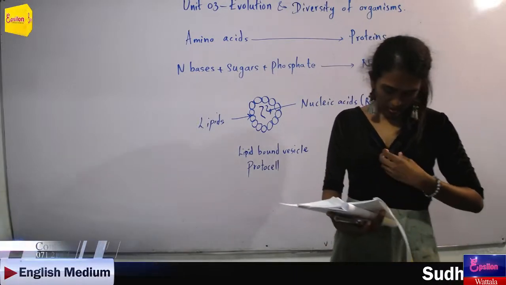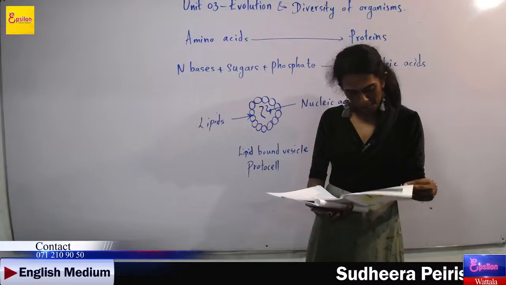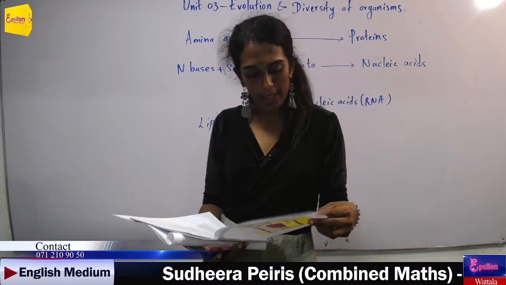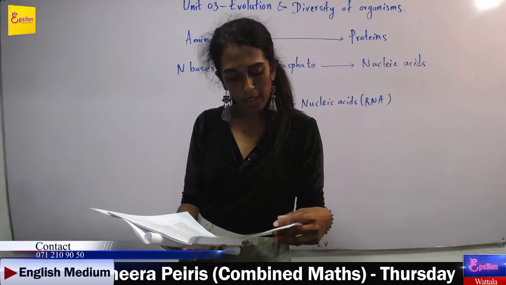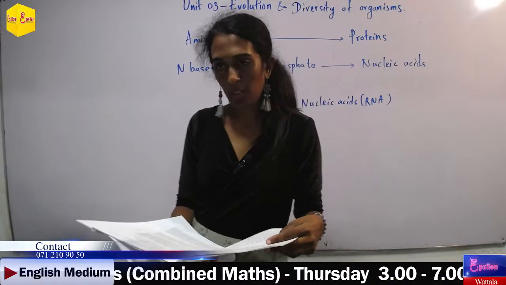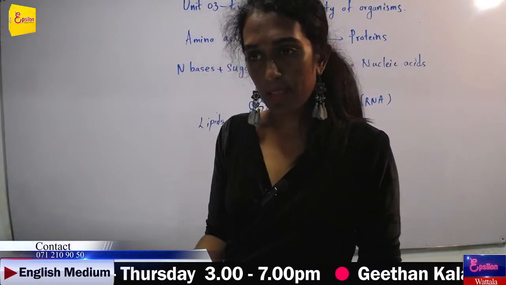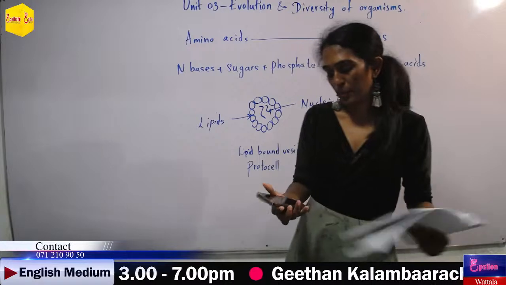Eighth question. Wait. Volcanic eruptions, lightning, extreme UV radiation, hydrothermal vents, alkaline winds, Earth's reducing atmosphere should be there.